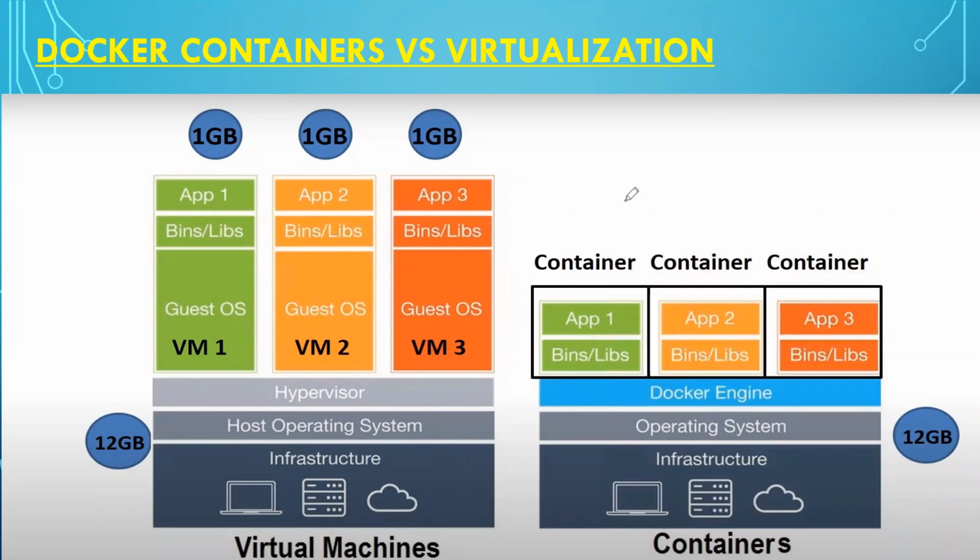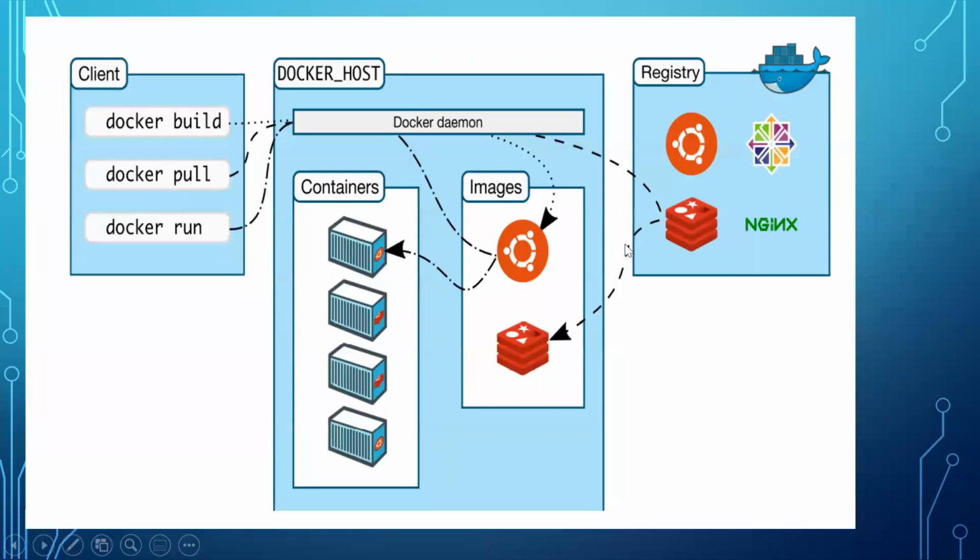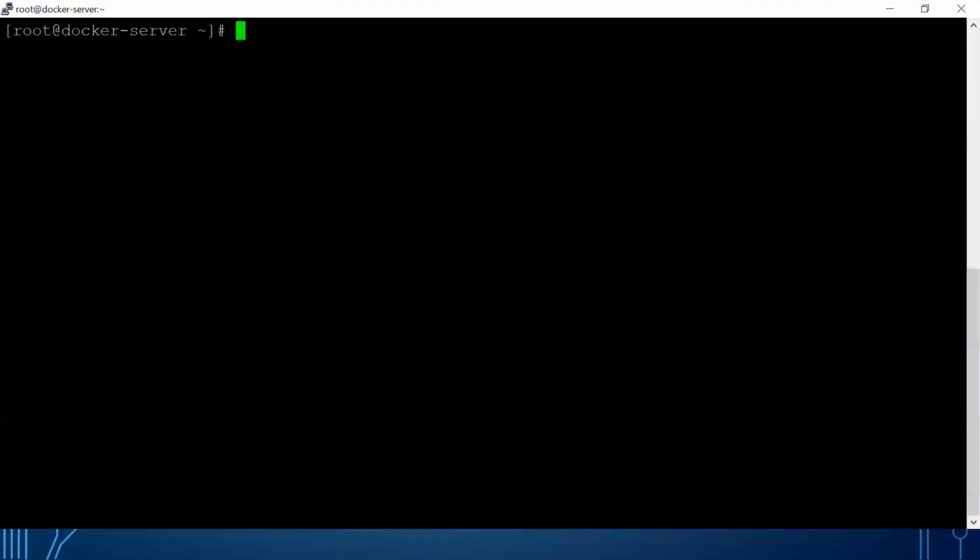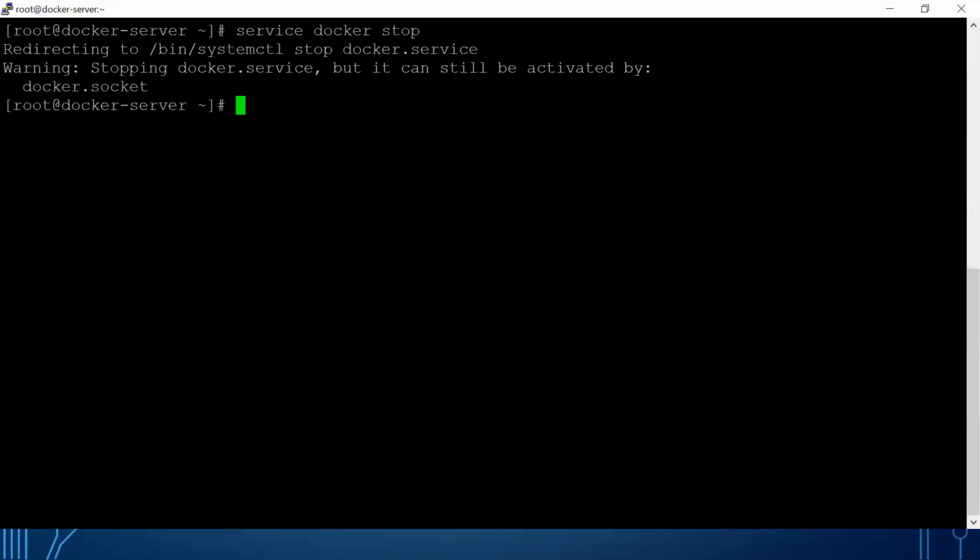So let's move ahead. When you talk about Docker, there are three major components in any Docker environment. The first is Docker registry or Docker Hub. Then you have the Docker client, and then you have the Docker host or the Docker engine. If you come down here and stop your machine, I will say service docker stop.